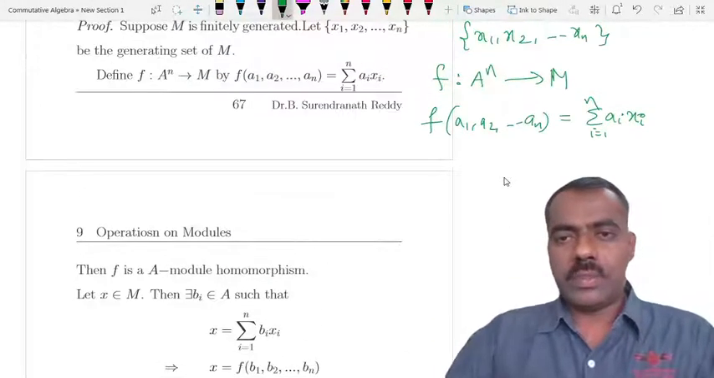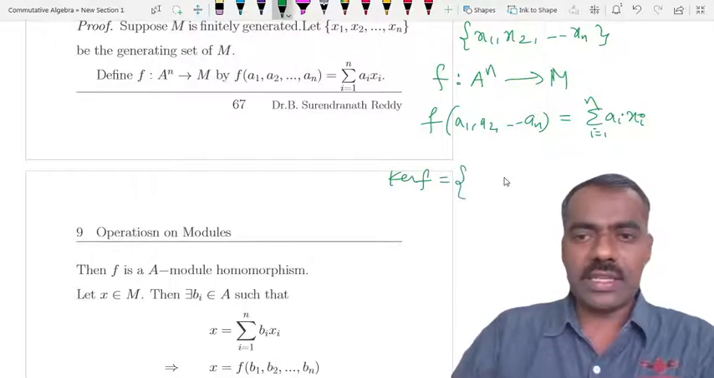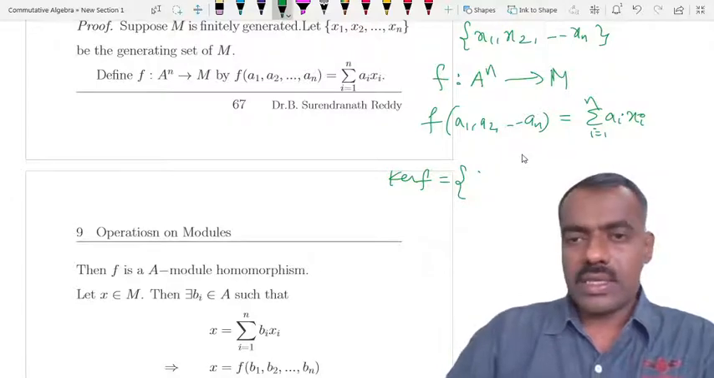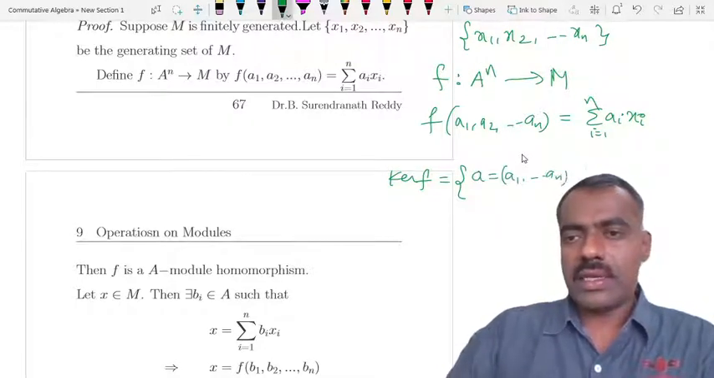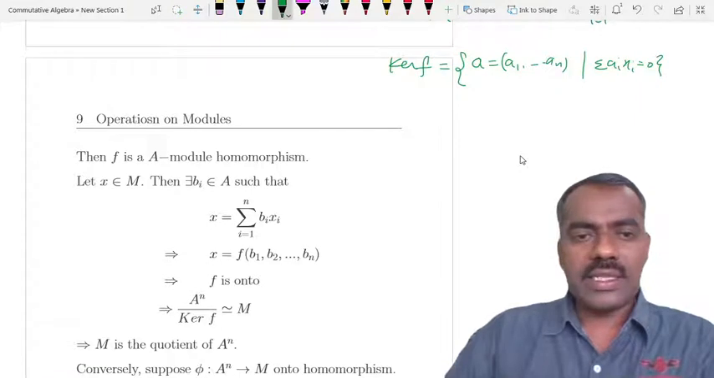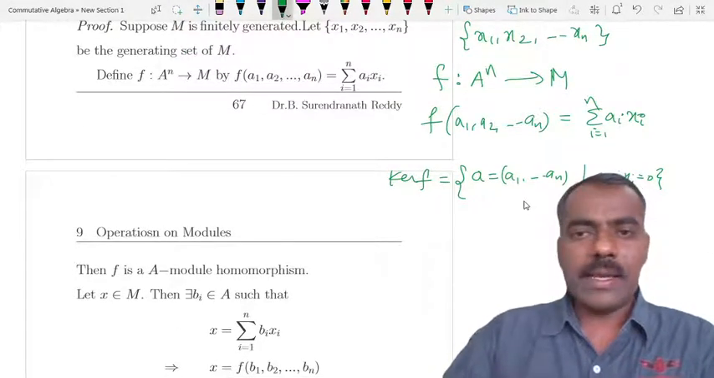That means, what is the kernel of this f? The kernel of f is nothing but those a, which is a1, a2, ..., an, such that the summation of ai xi is 0. Now, because it is a module homomorphism, you can check that it is clearly a surjective map.